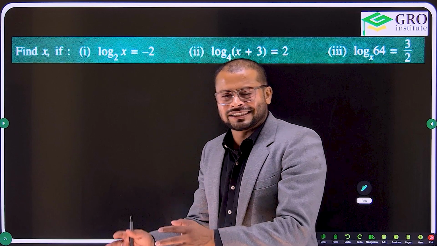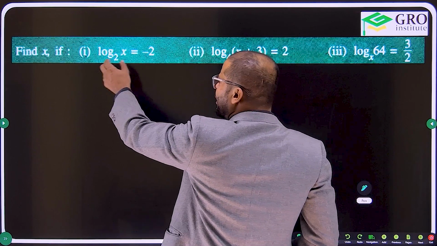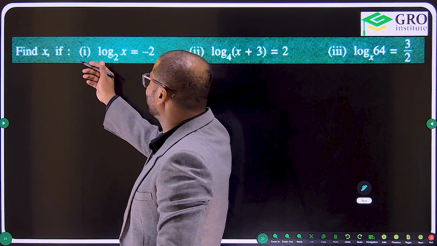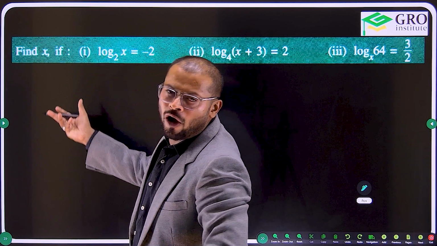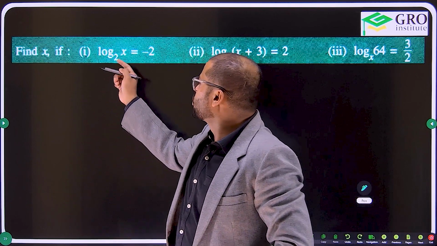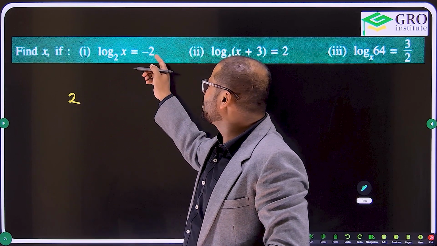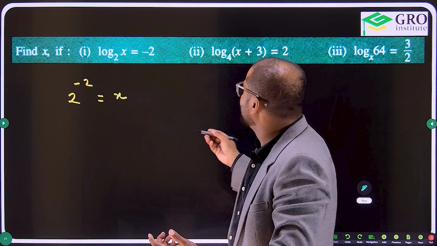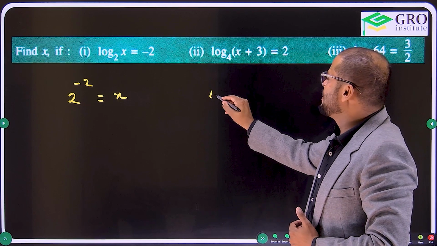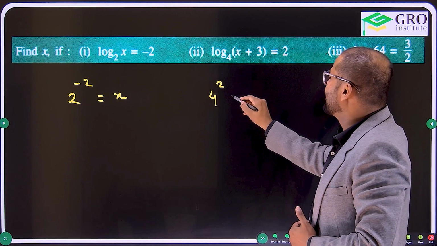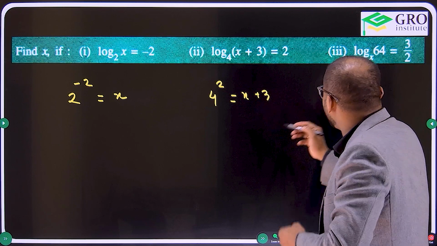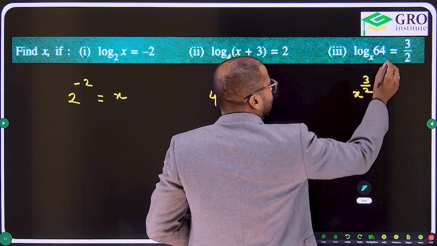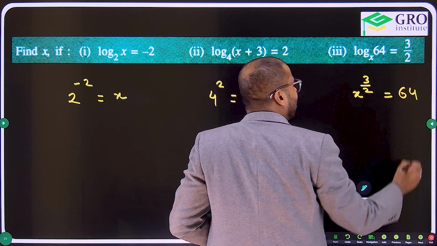So now this is the next question which we have. Log x having base 2 is equal to minus 2. Here we have to convert this logarithm form into exponential form. Base remains base. This is your power, and this is your head. Same way, base remains base. This is your power. This is your head. Same way, over here also, base remains base. This is your power, and this is your head, right?